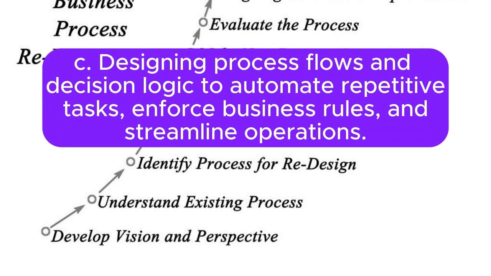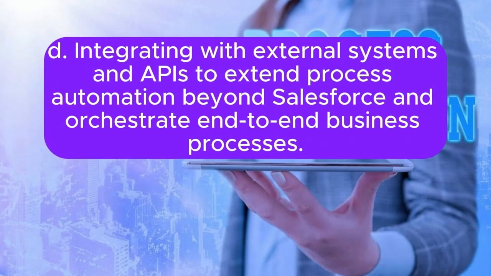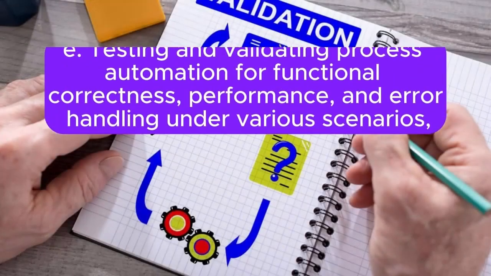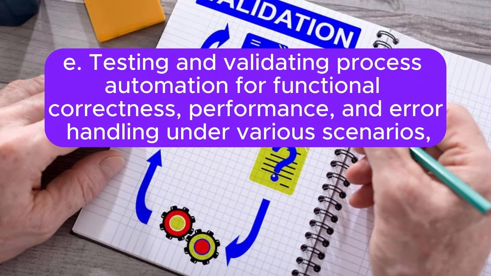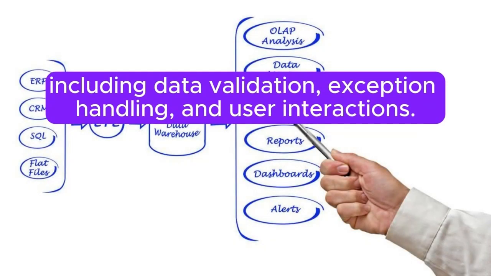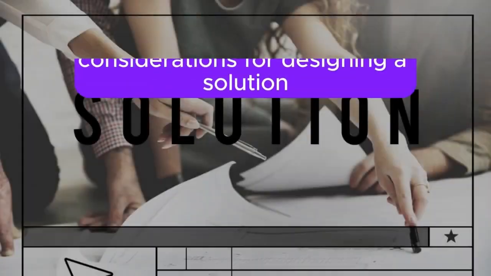C. Designing process flows and decision logic to automate repetitive tasks, enforce business rules, and streamline operations. D. Integrating with external systems and APIs to extend process automation beyond Salesforce and orchestrate end-to-end business processes. E. Testing and validating process automation for functional correctness, performance, and error handling under various scenarios, including data validation, exception handling, and user interactions.